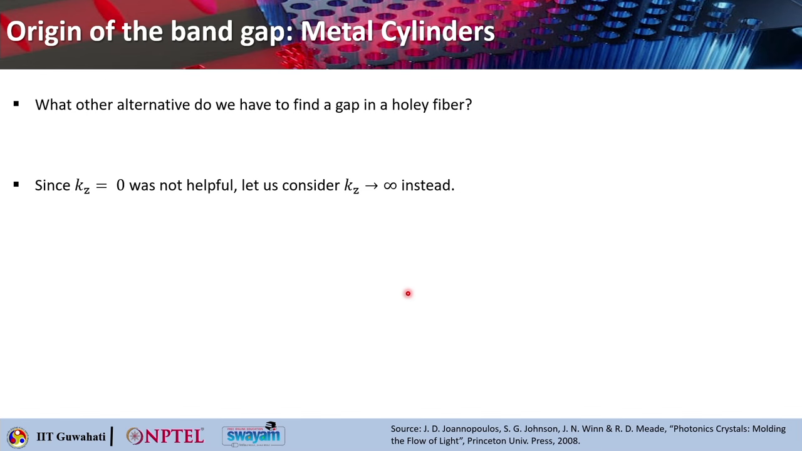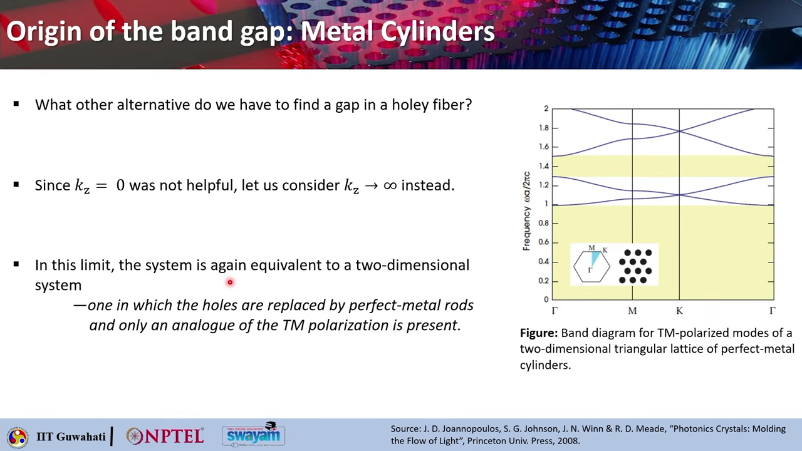Okay, since kz equals 0 was not useful in this case, let us consider the other extreme, that is, kz tends to infinity. In this limit, the system is again equivalent to a two-dimensional system. So here, the holes will now get replaced by perfect metal rods, and only an analog of the TM polarization will be present in this case.